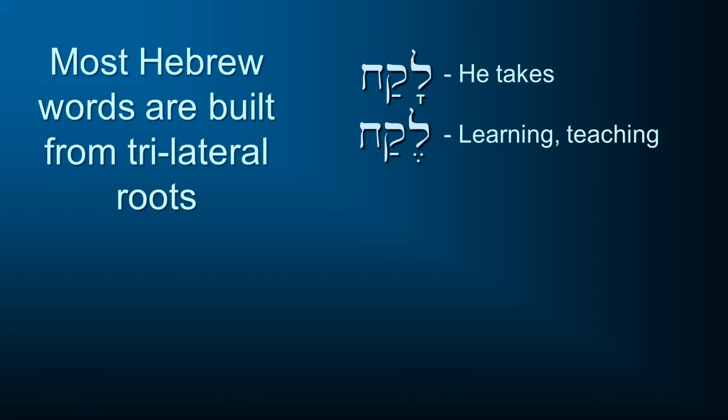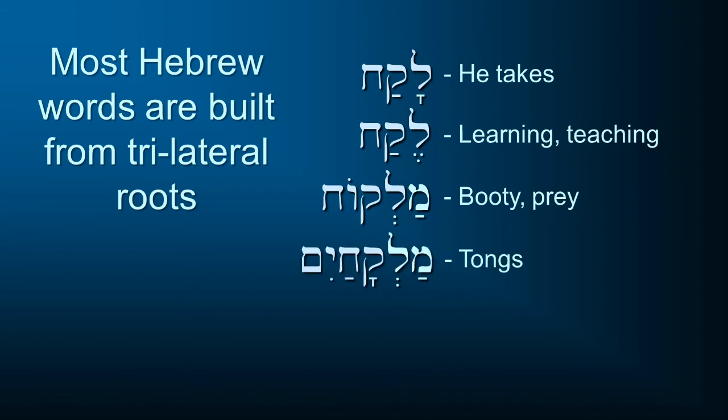Notice we can go. Lechak is learning or teaching. We have mekoch, would be booty or prey, something that is taken rather forcefully usually. We have mekochakim, tongs. These are taking utensils. You use them to maybe pick up something from the burning coals or something like that. Or you have mekach, or mikach would be taking a bribe.